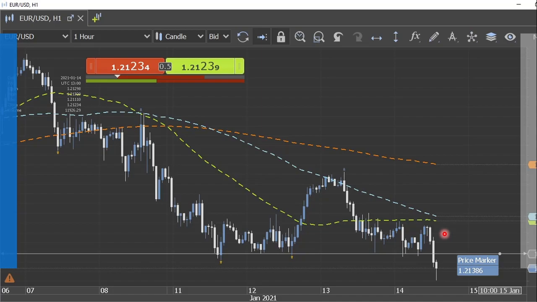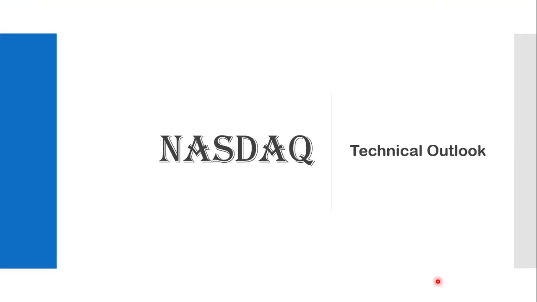1.218 or 1.219 in that price range, and on the lower side we will be targeting the price zone around 1.206. So we are going to get the risk reward ratio of 1 is to 2 or even better than that. Now moving on to the equity segment, we will see the Nasdaq's technical outlook.